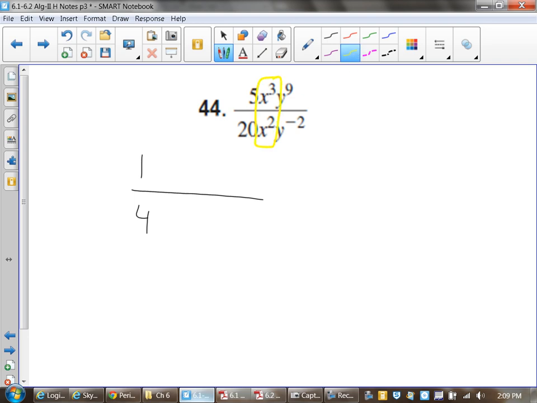And I'm looking at the 3 and the 2 with the x's. The 3 wins. Now, where is the 3? Is it the numerator or denominator? It's the numerator. So since the 3 wins and it's in the numerator, your answer is going to stay in the numerator. So what's 3 minus 2? 1.